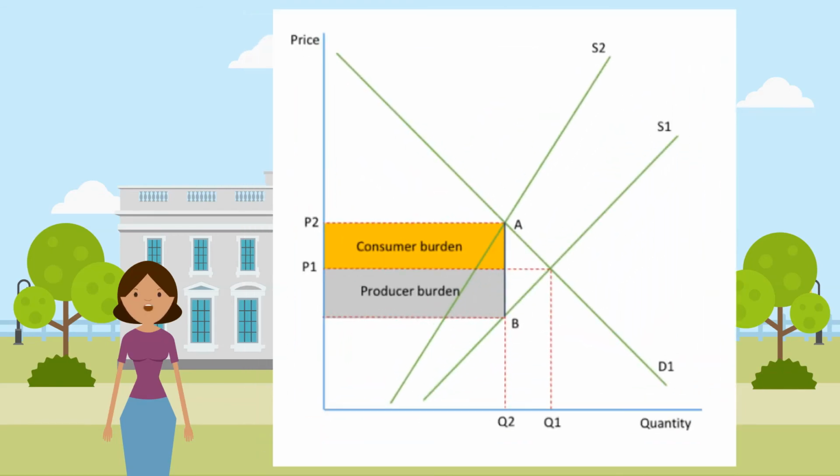This diagram shows an ad valorem tax. The effects are the same, but the supply curve shifts and tilts, so that the gap between S1 and S2 grows.